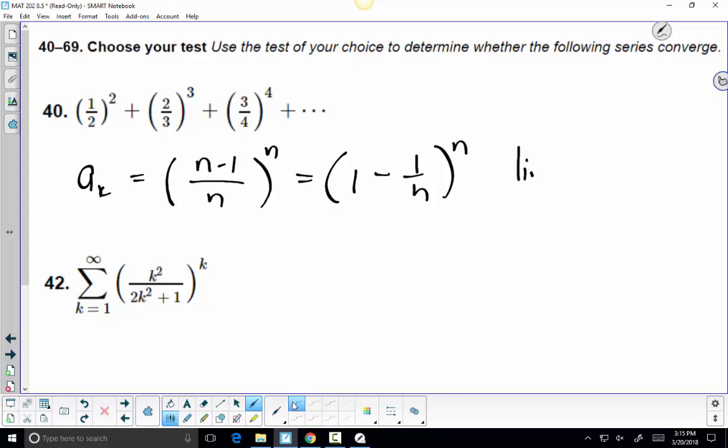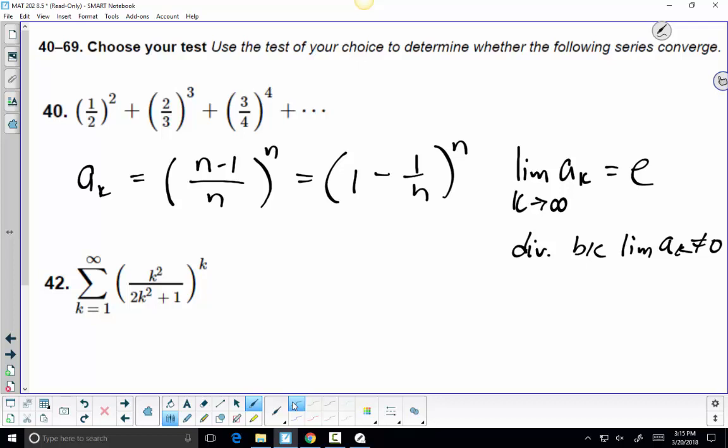And what is the limit of this? The limit of that is e. A 1 on top of an e, a 1 with an e at the base, yeah. So the limit of that is e. So what do we conclude here then? If the limit of a sub k is not zero, divergent. So right away we know that this diverges because the limit of a sub k is not zero. If it's not zero, then we know it diverges.